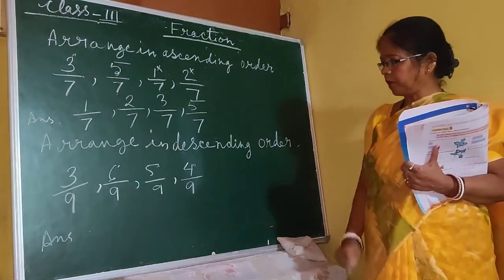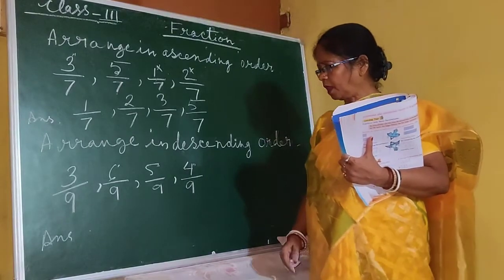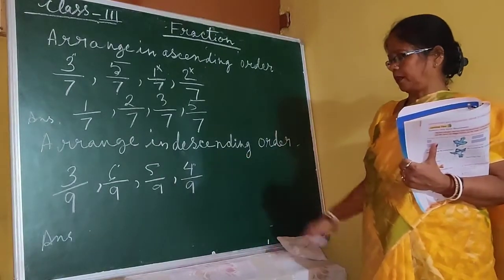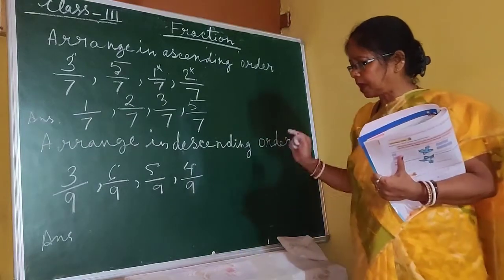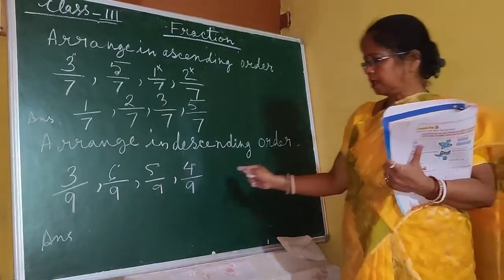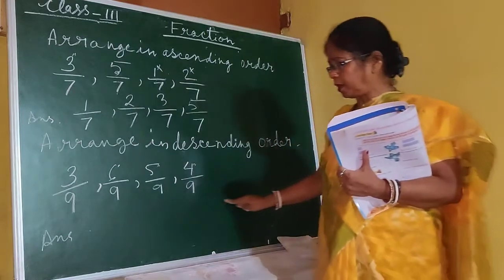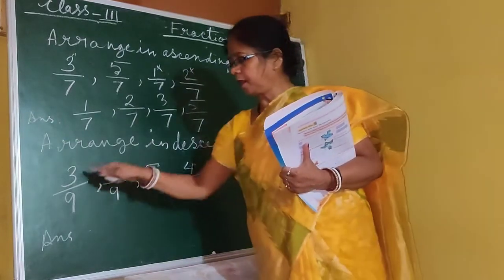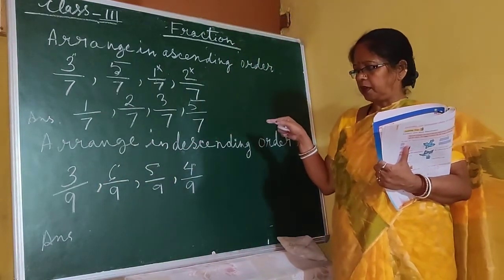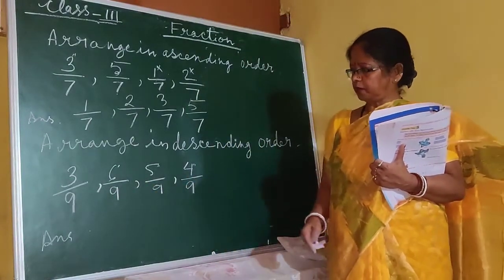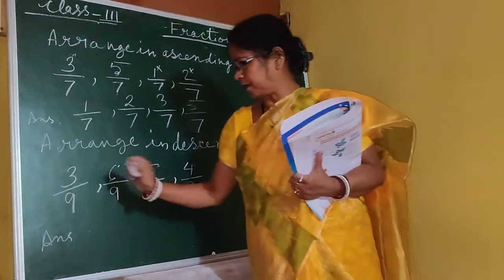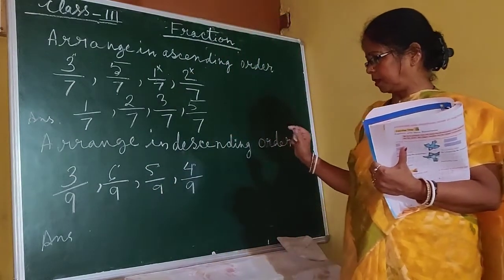And here, same way, it is descending order. Descending order means greater to smaller. First the greatest number. You see the numbers, the denominator is equal, no need to see the denominator. Only compare the numerators, the number of equal parts. So no need to see the denominator. You see the numerator.